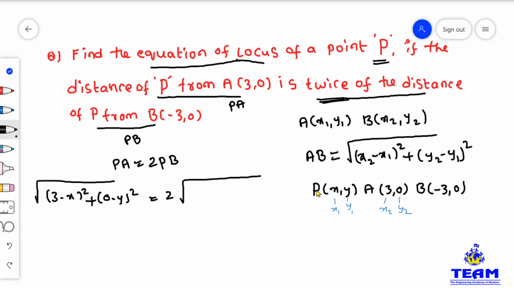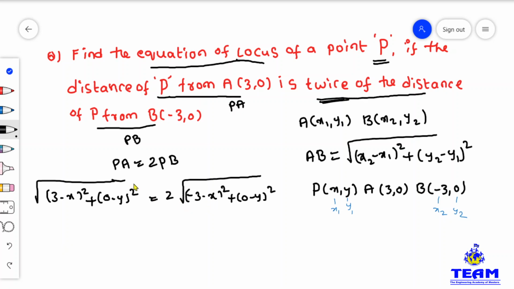PB is the first point P and the second point B; you have to take B. The second point indicates x2, y2. Now x2 minus x1 whole square means (minus 3 minus x) whole square plus (0 minus y) whole square. Now we have to simplify this equation.